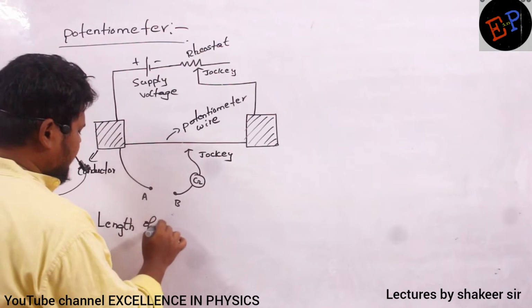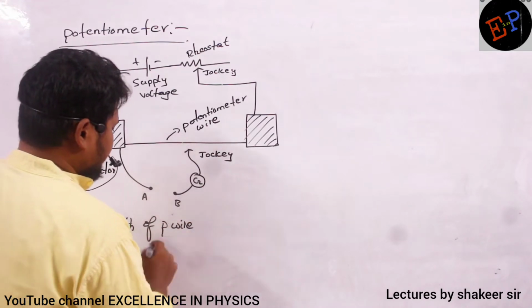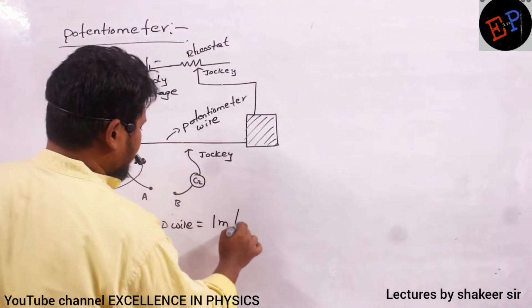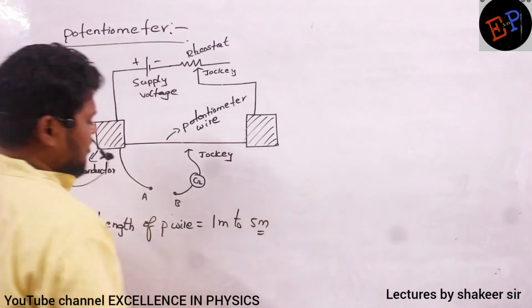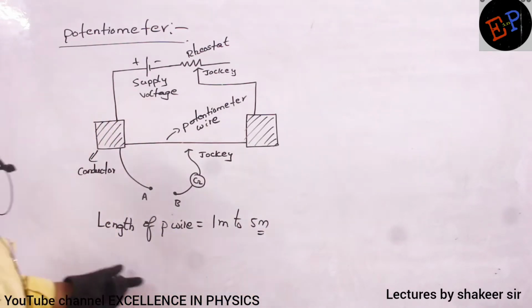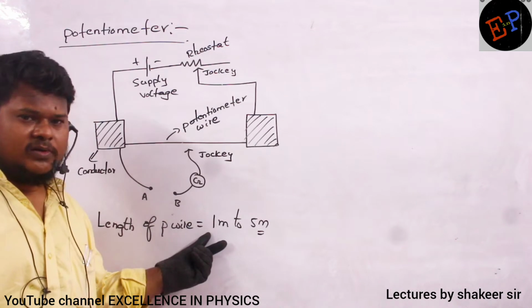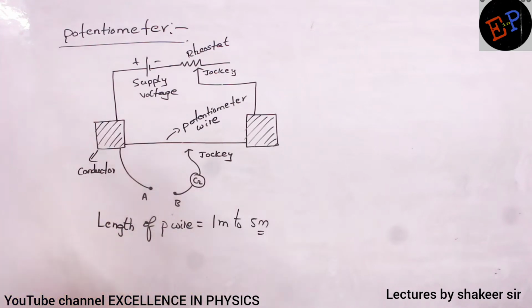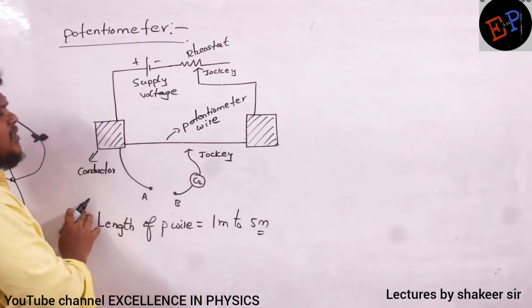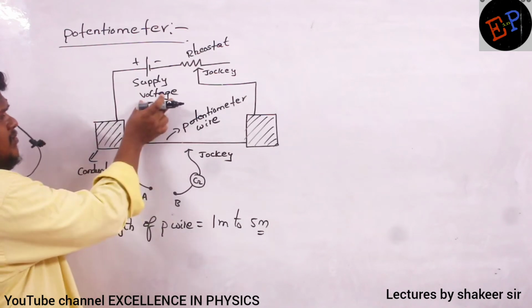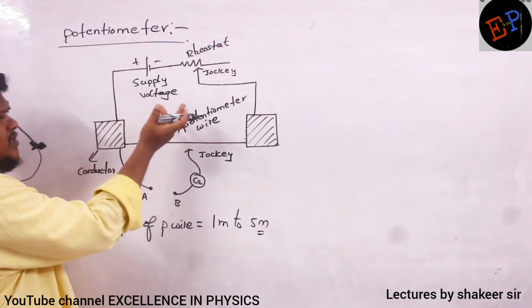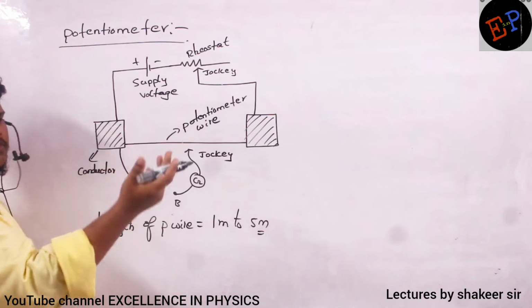Length of P wire, meaning potentiometer wire, varies from 1 meter to 5 meters. Generally it will be 5 meters, but in small potentiometers it will be 1 meter also. So 1 meter to 5 meters is the length of the potentiometer wire. And this wire is given a small supply voltage also. It varies from 2 volts, 4 volts, 6 volts, like that.